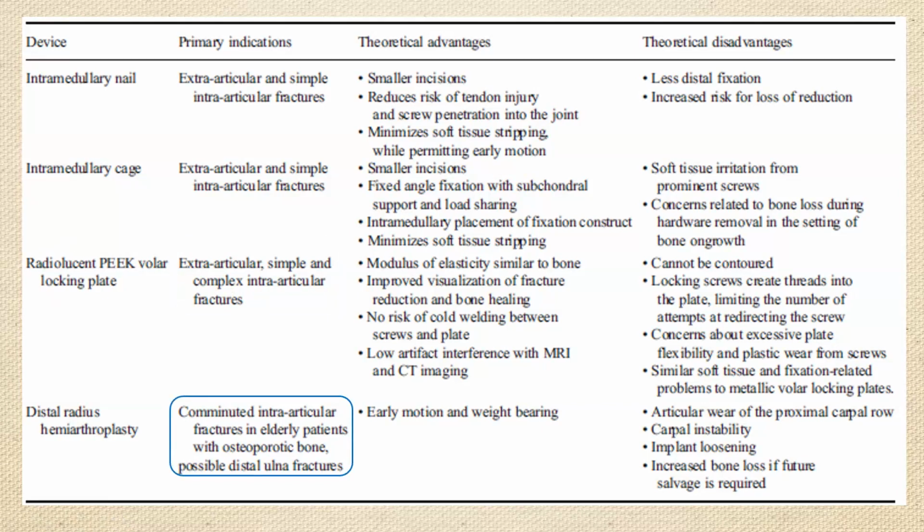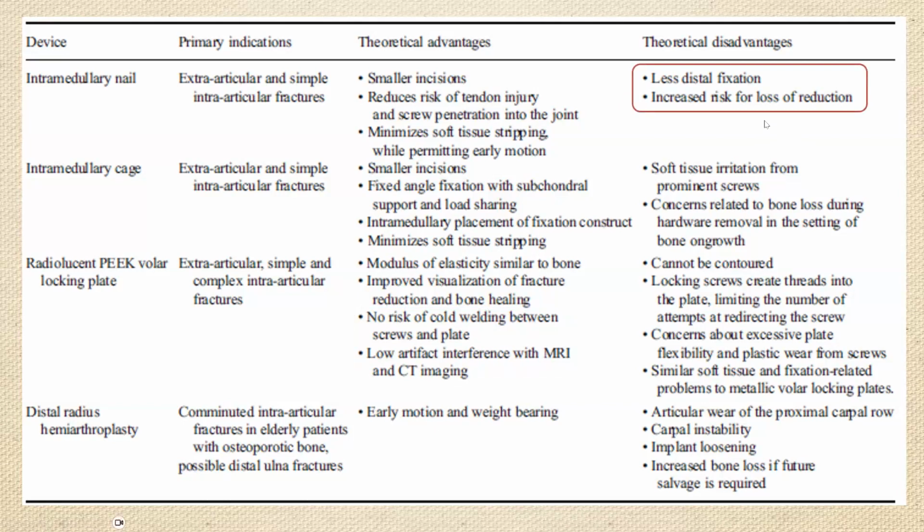And the distal radius hemiarthroplasty is reserved for comminuted intra-articular fractures with severely osteoporotic bone and possible distal ulnar fractures. Coming to the primary advantages, the intramedullary nail and intramedullary cage have a relatively smaller dissection as compared to a distal radius plate, so there are smaller incisions. With respect to PEEK plates, there is no risk of cold welding between the screws and the plate, and there's low artifact interference with MRI. And of course, distal radius hemiarthroplasty allows for early range of movements.